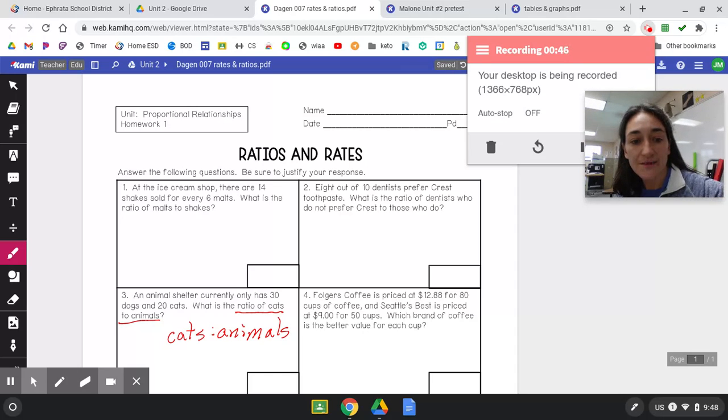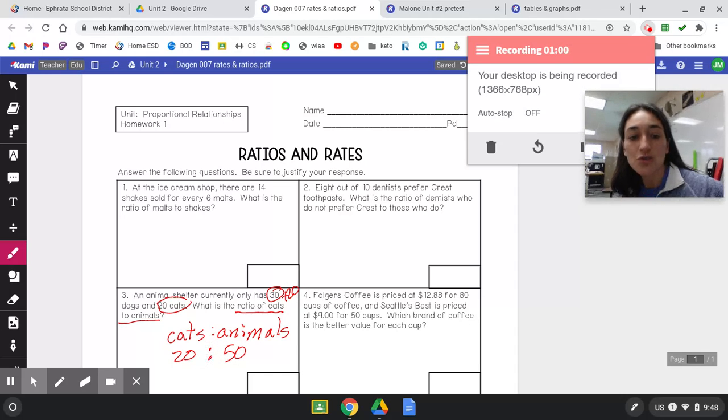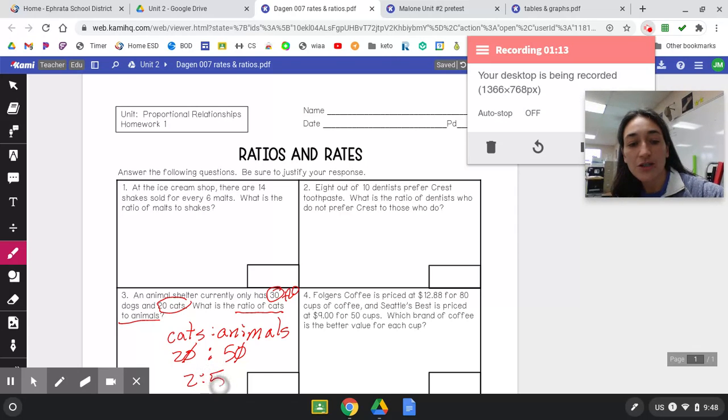So when I look at this information, the sentence tells me we have 20 cats. It doesn't tell me how many animals in just one number, but it says 20 cats and 30 dogs. So if I were to add those two together, I would find out that we have a ratio of 20 to 50 cats to animals. I can then divide them both by 10, which is basically just dropping off those zeros, and my ratio would end up being 2 to 5.